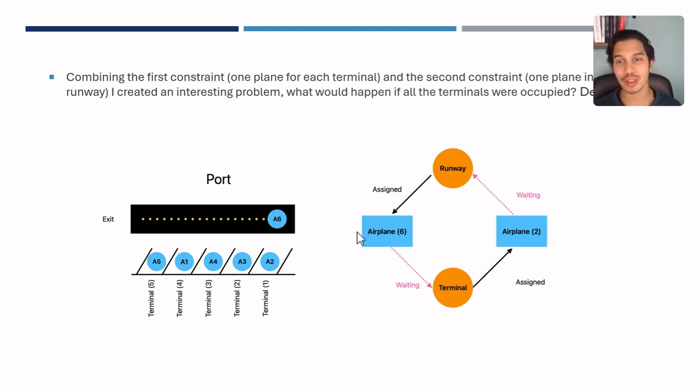What would happen if all the terminals were occupied? Well, you would get a deadlock. As in this example, airplane 6 is in the runway, but airplane 6 wants to go in a terminal which is obviously not available. On the other hand, airplane 2 wants to go into the runway, but it can't since airplane 6 is on the runway. And because of this, we have just created a deadlock. So how do we solve this deadlock?